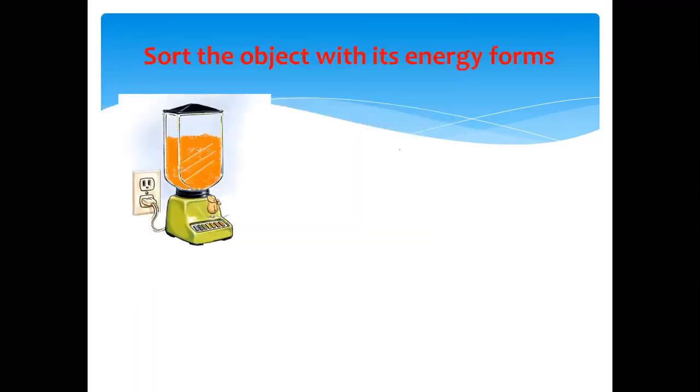Sort this object with its energy form. For example, this blender. How many forms of energy can you see here? Starting from electric energy that transfers in the wire to reach the blender, then the motion energy to blend the orange. And if there is an indicator light, sometimes we find in the blender a very small lamp. It can be light energy. Let's see, motion and sound. Doesn't the blender go woo, woo, woo, woo? And this is a kind of sound energy.